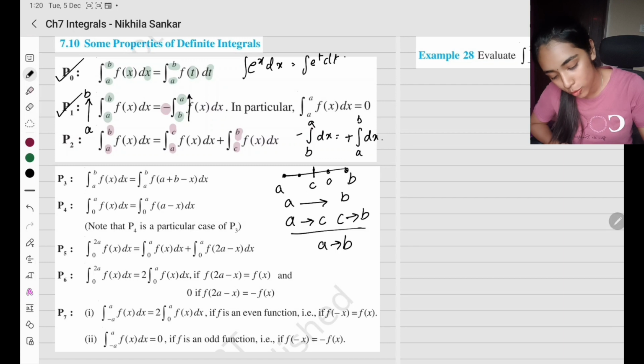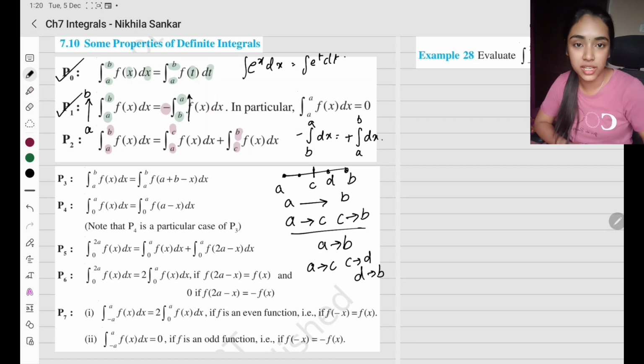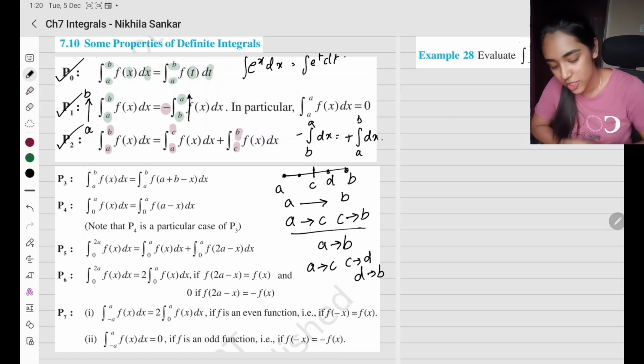You can also put one more. You can also put a d. So it will be a to c, c to d, then d to b. You can split into 3 different integrals. Okay, so இந்த மாதிரியும் பண்ணலாம். So this is property 2.